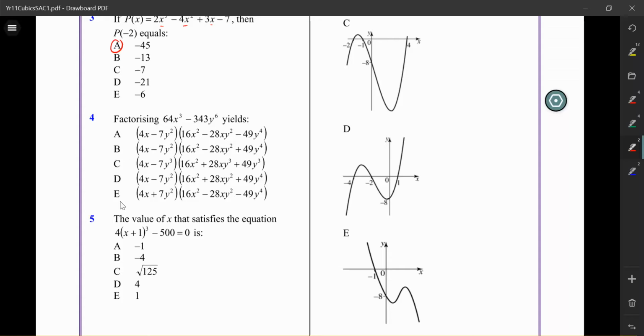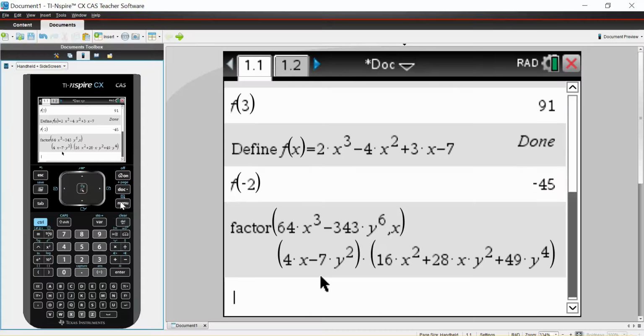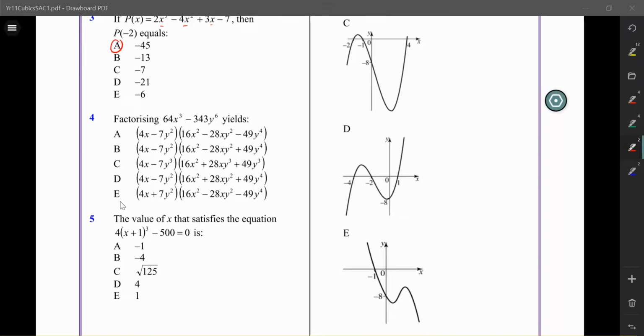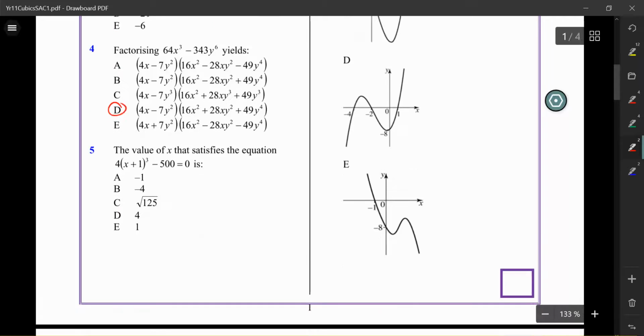So it looks like it's either A, B, or D. And then 16x squared, yeah, they're all 16x squared, plus 28 plus 49, so that's D.